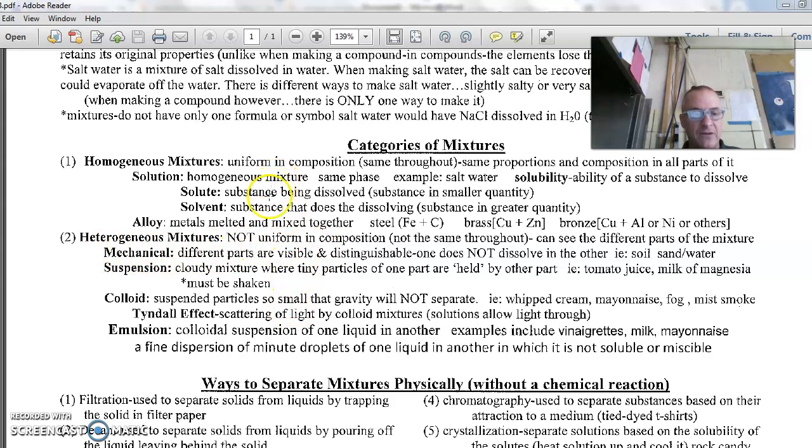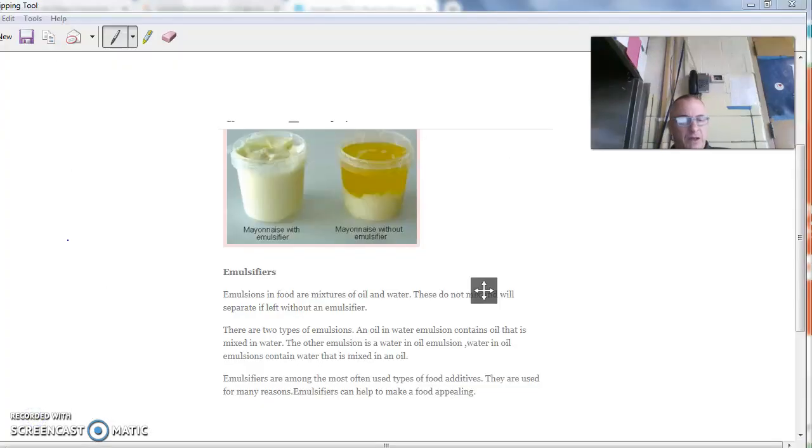All right, and our final type is an emulsion. As we mentioned, emulsions are a little confusing to understand, like what makes an emulsion a unique type of heterogeneous mixture. Emulsions are when you have two liquids that are immiscible. It's a type of colloid. And emulsions so often involve oil and water.